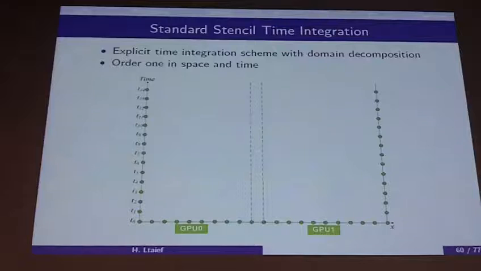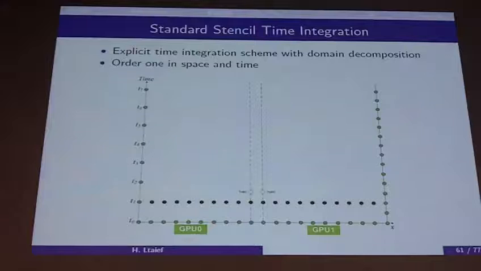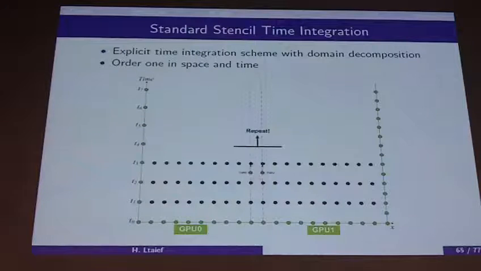So this is the explicit time integration scheme with domain decomposition, and the really standard or basic way to do it is that each GPU computes the next time step, right? And then they have this halo exchange. They move to the next time step and a halo exchange. They move to the next time step and halo exchange, and they repeat it, right?